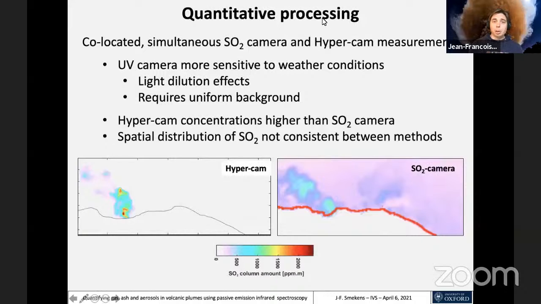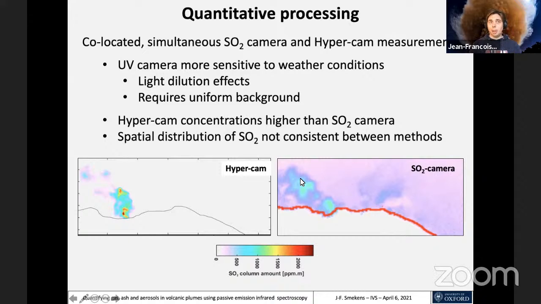One other thing that we noticed is we had a UV camera with us pointing in the same direction. Although the UV camera is a lot more sensitive to weather conditions, and we actually had a hard time gathering data sets to compare because the weather conditions were not ideal. So that's a great strength of the infrared method. But the concentrations that we retrieved with this camera were significantly higher than those we retrieved with the SO2 camera.